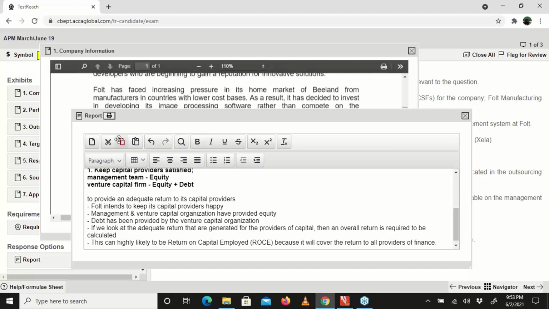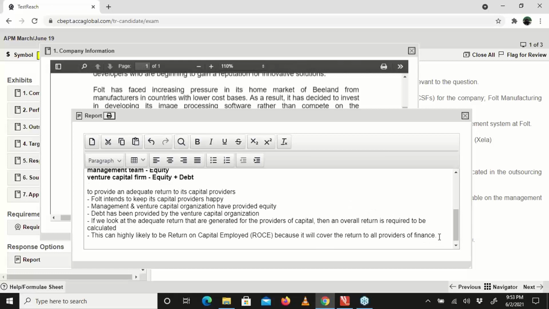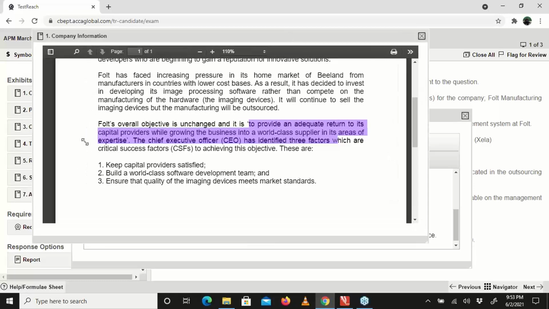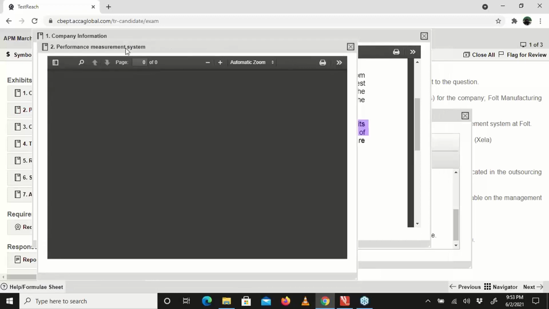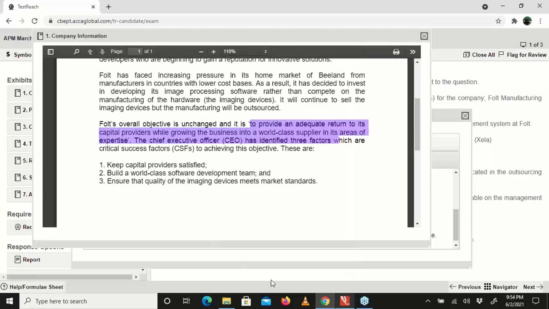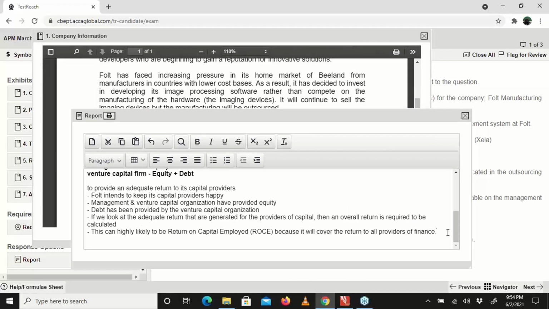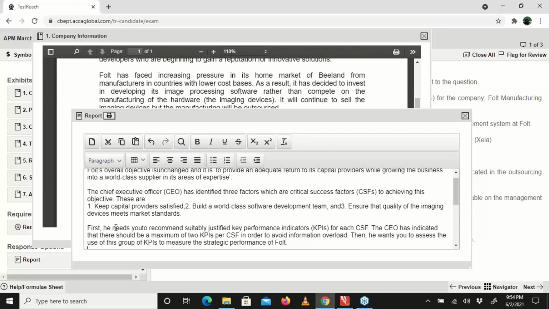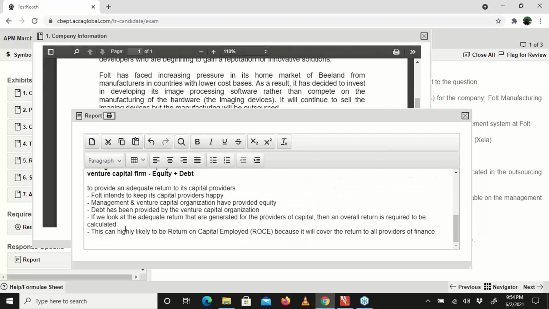Now let's try to move a bit forward and discuss further. So you would say that it can be highly likely to be return on capital employed. Again, we just need to see what the examiner is asking us to do. I can go back again to what he wants. He wants us to recommend a suitably justified KPI for each CSF. Then there should be a maximum of 2 KPIs per CSF in order to avoid information overload. Then he wants us to assess the use of this group of KPIs to measure the strategic performance at Fold. So this is another part of the question's requirement, which is to recommend suitably justified KPIs.